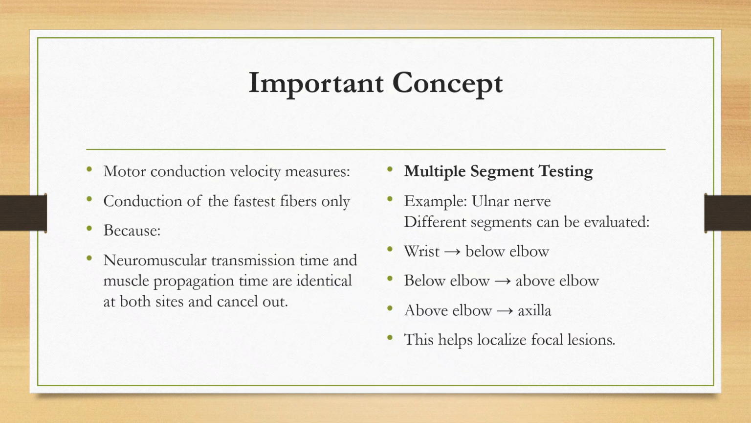Important concept. Motor conduction velocity measures the conduction of the fastest fibers only because neuromuscular transmission time and muscle propagation time are identical at both the sides and hence cancel out. Multiple segment testing, for example for ulnar nerve, helps in different segment evaluation. Example, wrist and below elbow and above elbow and axilla. This helps in localizing the focal lesions.